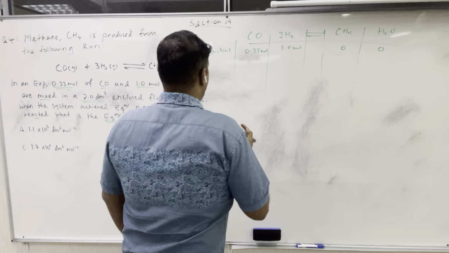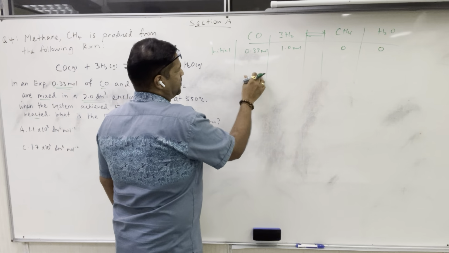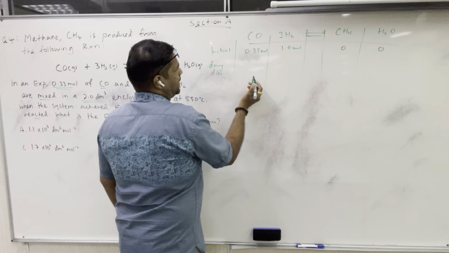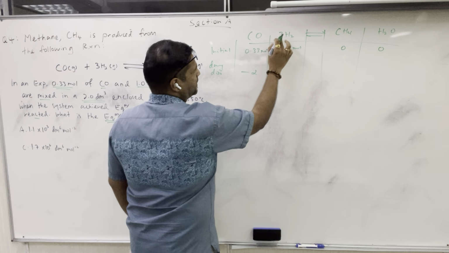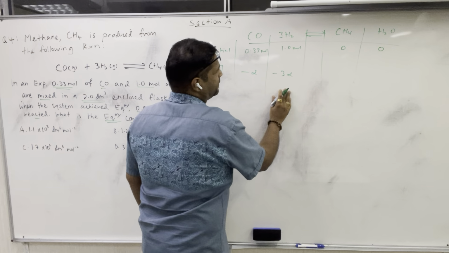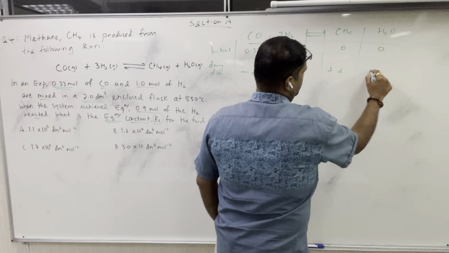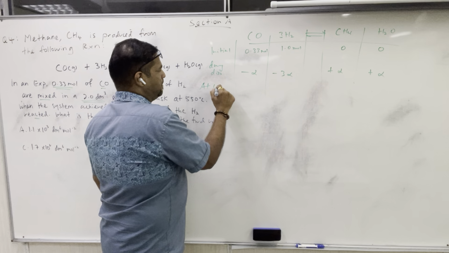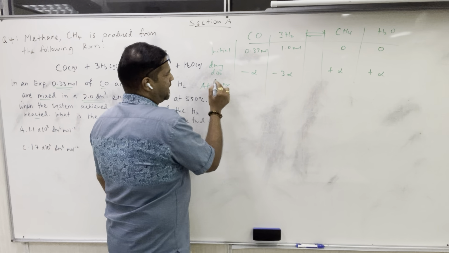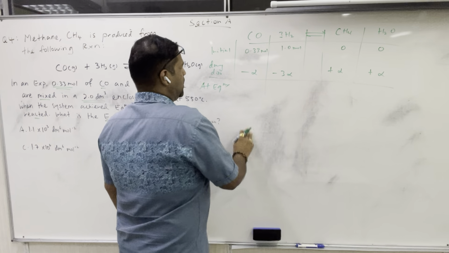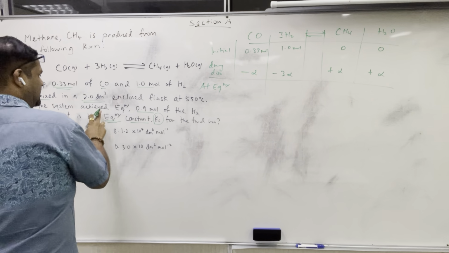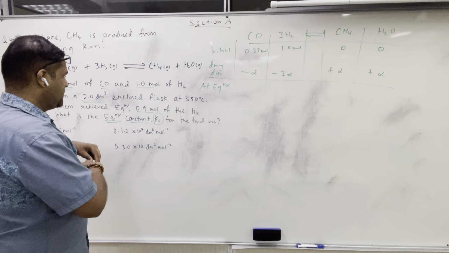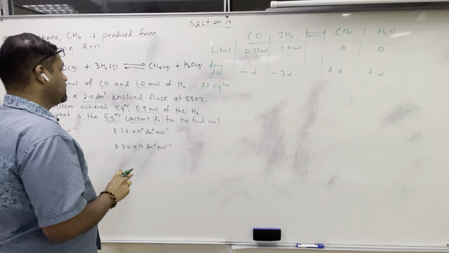Now, as we all know, during the change it is represented by negative alpha for carbon monoxide, and because this is 3 mole, negative 3 alpha for hydrogen. This is positive alpha, positive alpha for the products. So what happened at equilibrium? When the equilibrium is established or achieved, we're going to calculate the new equilibrium amounts. What we can see here is 0.9 mole of the hydrogen reacted.